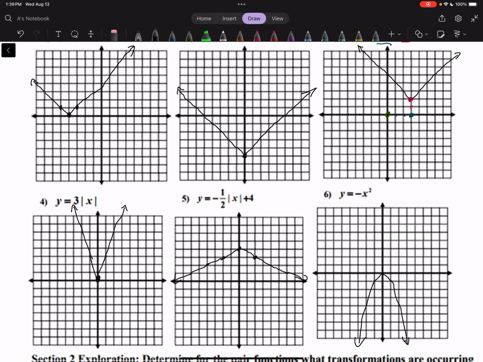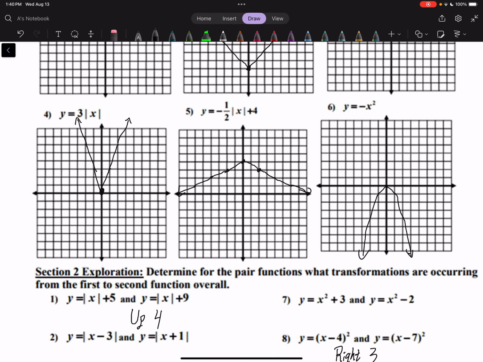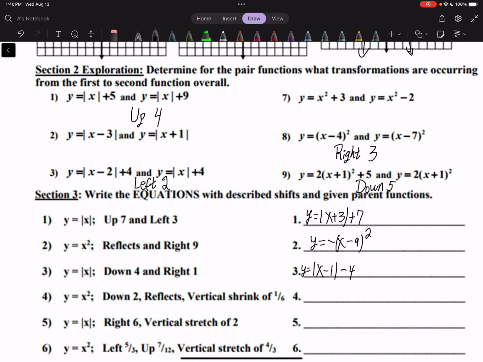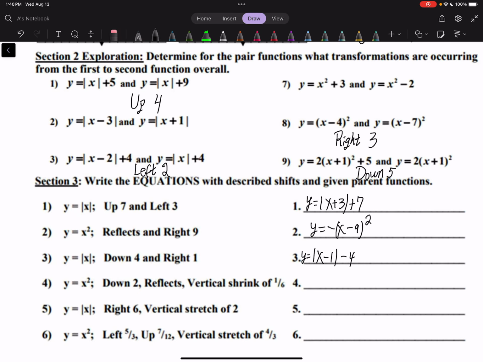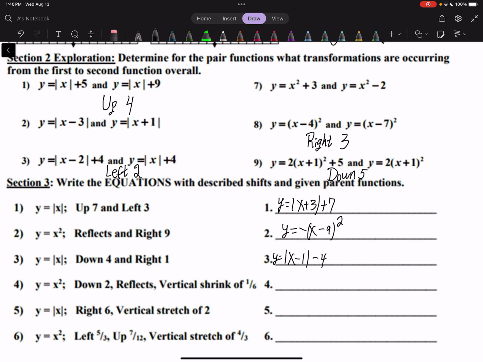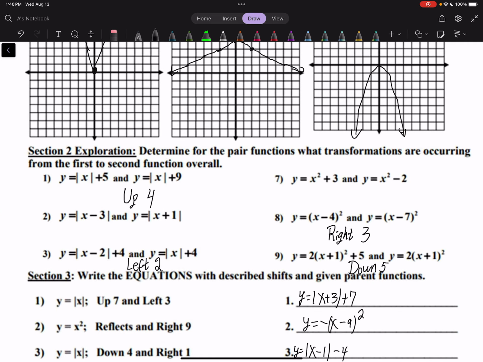All right. Same thing for the other ones. You should very easily know that, and you have Desmos, so I'm not going to spend a lot of time graphing those by hand. Let's look at these last couple problems, and we'll be done for the day as far as notes are concerned. This section 2 says determine what transformations are occurring from the first to the second function. So you can look at the other answers, but let's look at number 7.